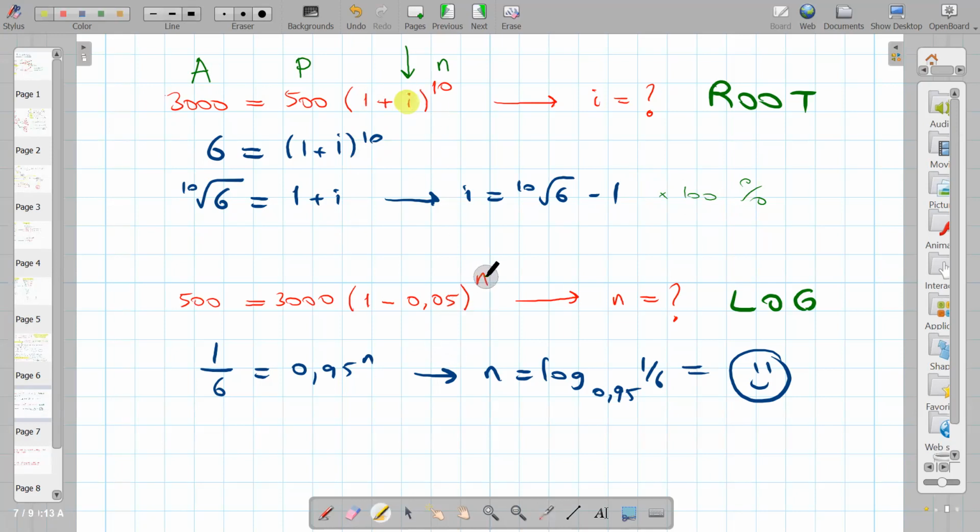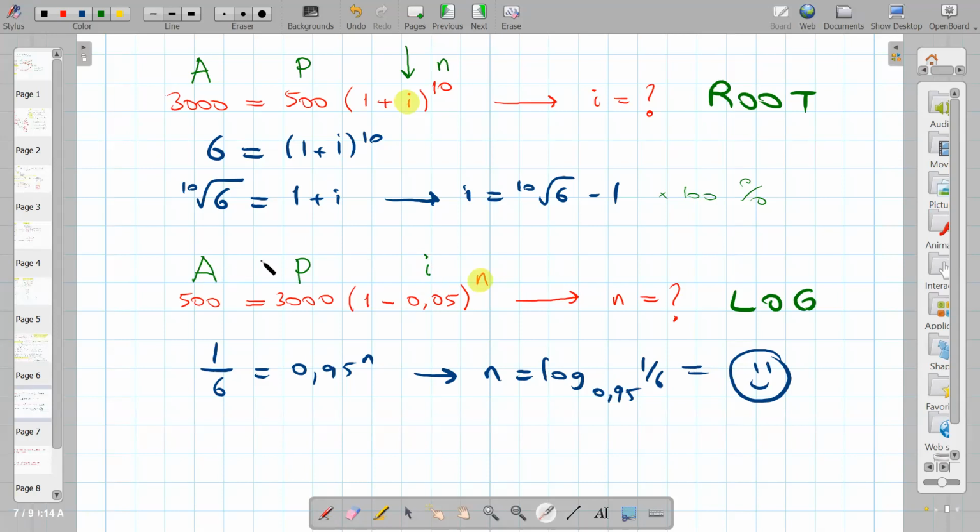And there is a case when N is missing. Let's talk about that condition. We can tell the same story. You have a cell phone, 3,000 rand, and it has a reducing balance depreciation rate of 5%. We know the rate, and you want to sell it when its value gets down to 500. So after how many years can you sell this phone, or for how many years can you use this phone? In this case, your A, the after amount, is 500, and your initial value of your cell phone is 3,000, and the interest rate is given, 5% reducing balance depreciation.